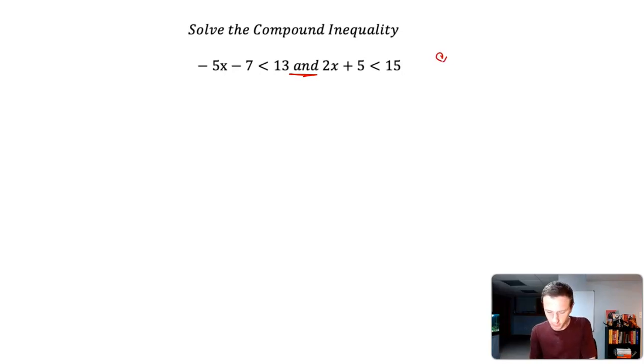The symbol for intersection is this. Just in case you don't know, it's like an arch. So that's the intersection. We want to know where these two inequalities overlap. Where does the solution of these two inequalities overlap?